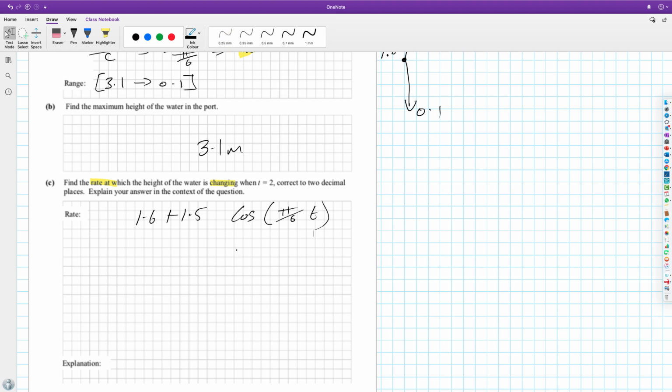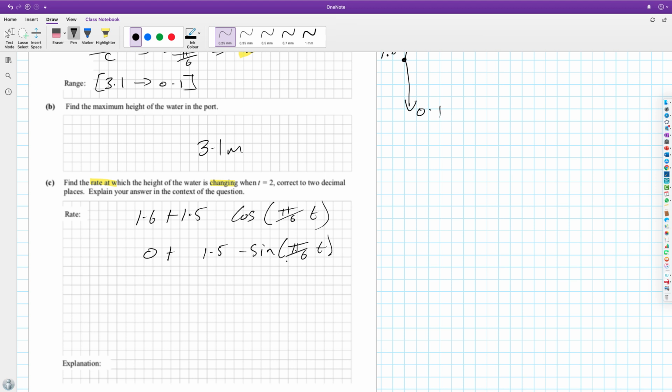Anyone have a go at differentiating that? Differentiate 1.6, it goes to 0. Differentiate 1.5 times the cos of pi over 6 times t. 1.5. Differentiate cos is not sine, it's minus sine of pi over 6 times t. Is that the answer?